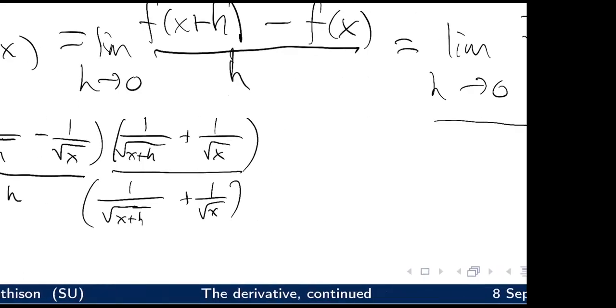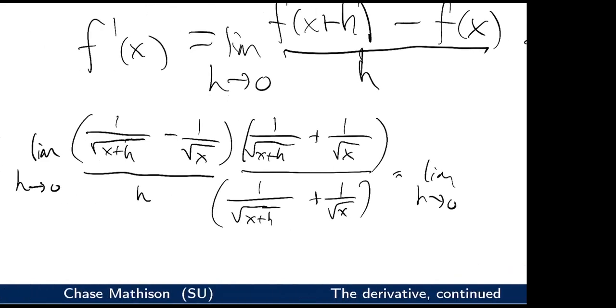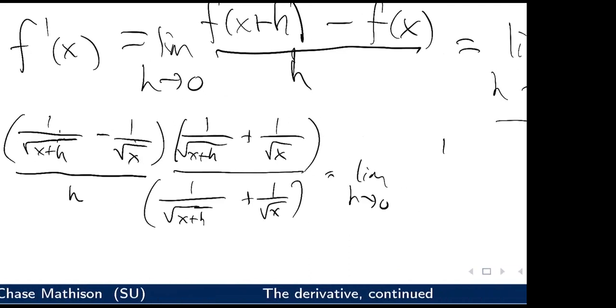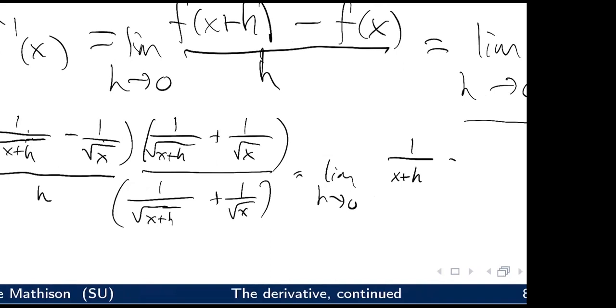So when we do that, this is the limit as h approaches 0. Well, this is a minus b times a plus b, so I'm going to be left with 1 over the square root of x plus h squared. It's just going to give me 1 over x plus h, minus 1 over the square root of x squared. It's just going to give me 1 over x. And then this is all divided by h times 1 over the square root of x plus h plus 1 over the square root of x.